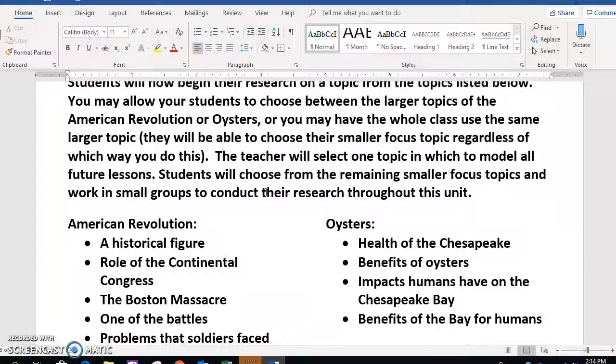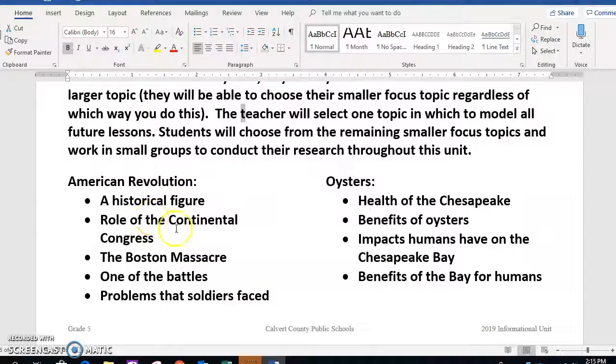You will have the option as a teacher to go two ways, either work toward a social studies topic or a science topic. So focus either on the American Revolution or oysters. These are the topics that the students can choose from, and that's how you'll group your students. So you won't have 20 or 25 different topics going on. You will have 4 or 5 topics going on, and the students will be grouped so that they can work together to research.